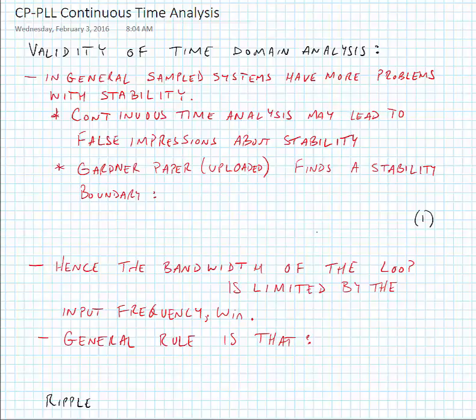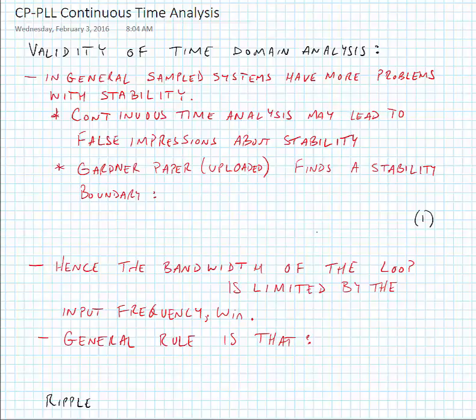Now, we've also made some assumptions about our time domain analysis so far, in that we've been doing our analysis in continuous time, even though we know that this is a sampled data system. So let's mention that sampled data systems tend to have more problems with stability, and our continuous time analysis might lead to a false impression that the PLL is stable even when it isn't.